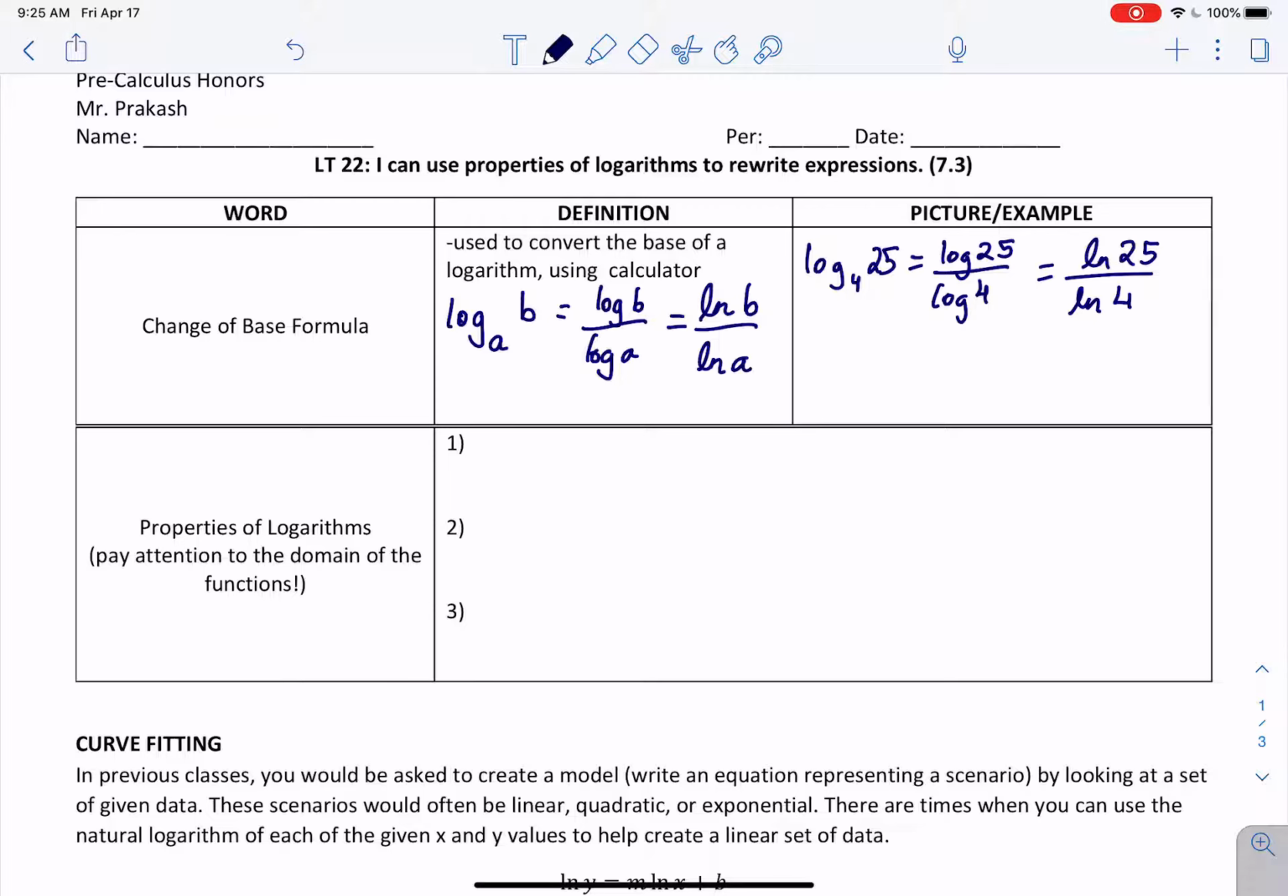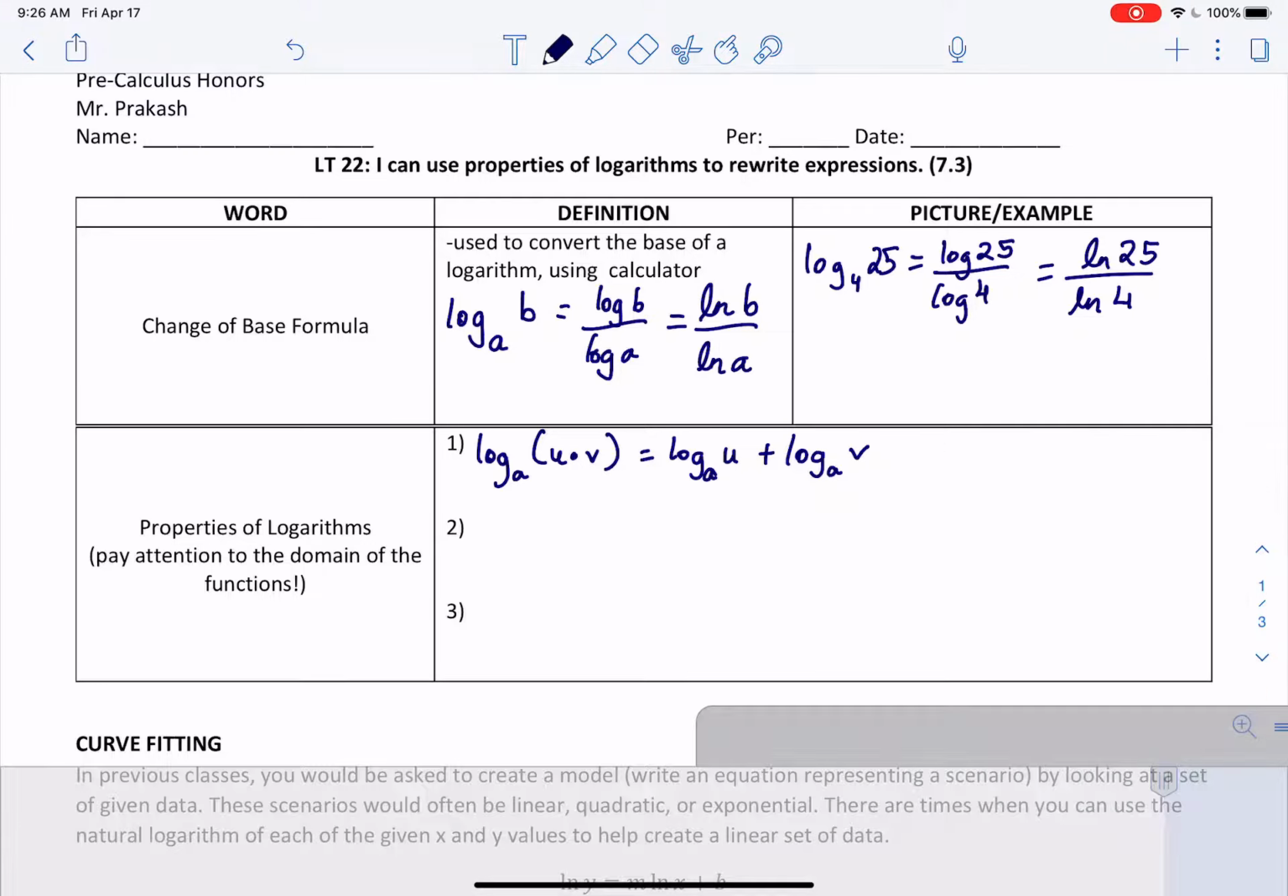You also have a few properties of logs. This helps you condense and expand different expressions. And they correspond a lot to properties of exponents. So the first one says that if you have a log base anything of 2 inputs multiplied, then you can separate that using the same log base, but you can make it an addition of 2 terms.